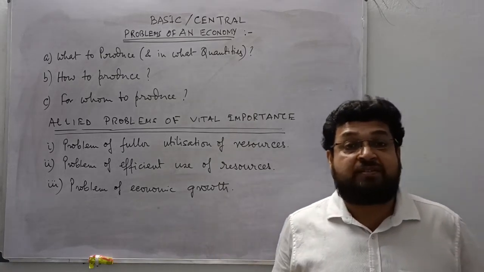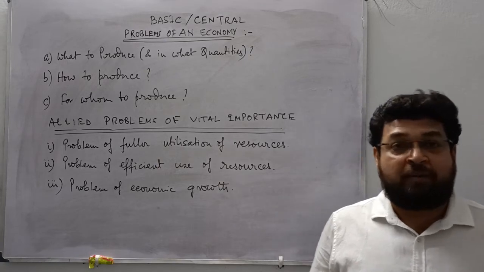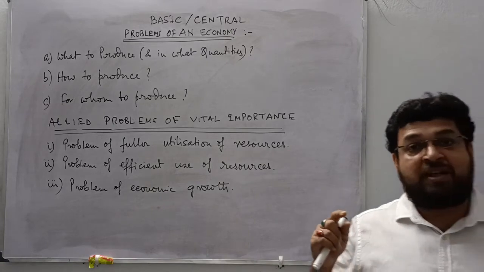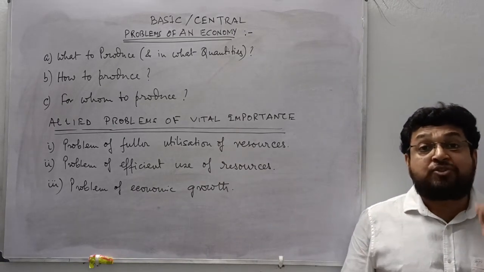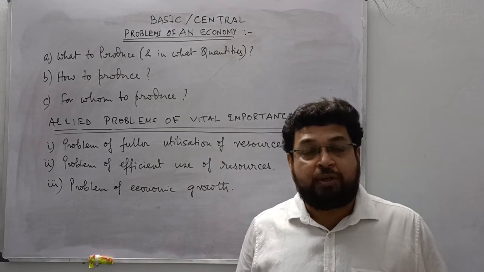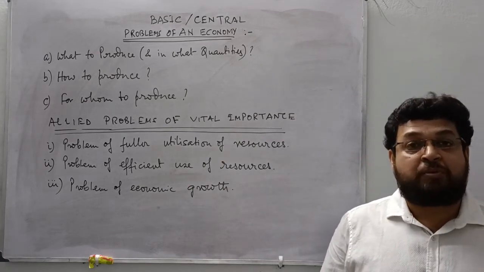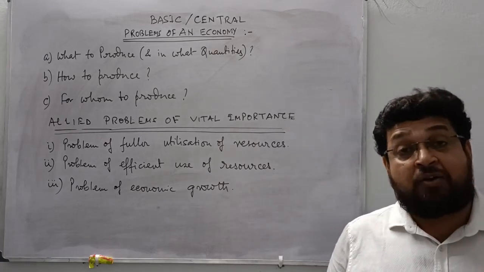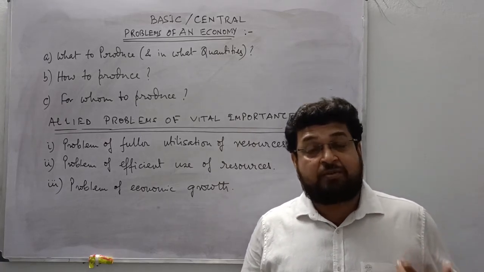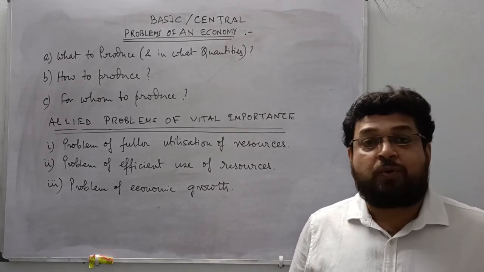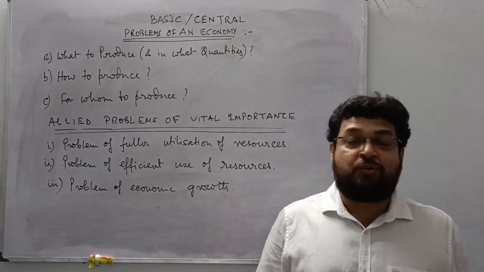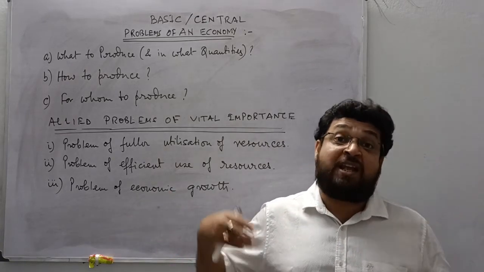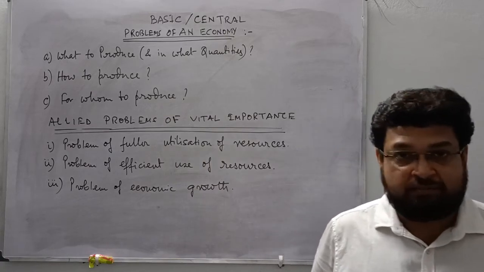We have talked about the reason. So when wants are unlimited, the economy has to decide which goods to be produced, what to be produced, since all goods cannot be produced because resources are scarce. And not only which goods, once the goods are decided, in what quantities. Because you cannot produce any quantity you want.